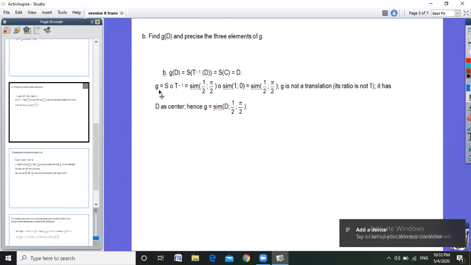G equals S round T minus 1, a similitude round a translation. We get G has ratio half and angle pi over 2, then it has a center. Since G of D is D, D is the center.